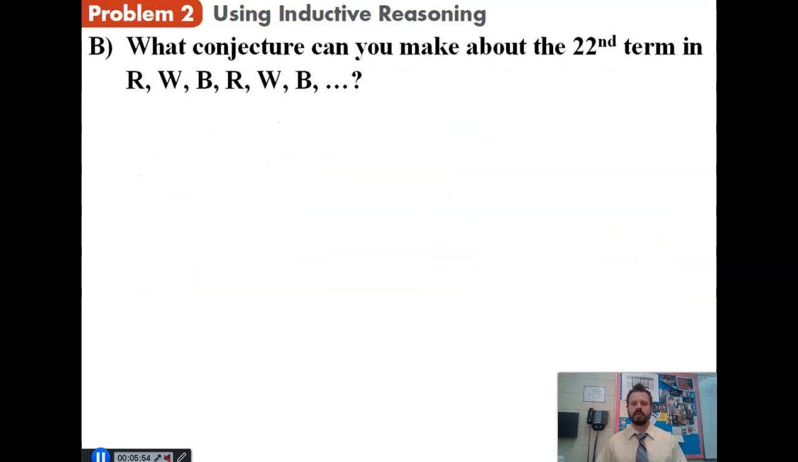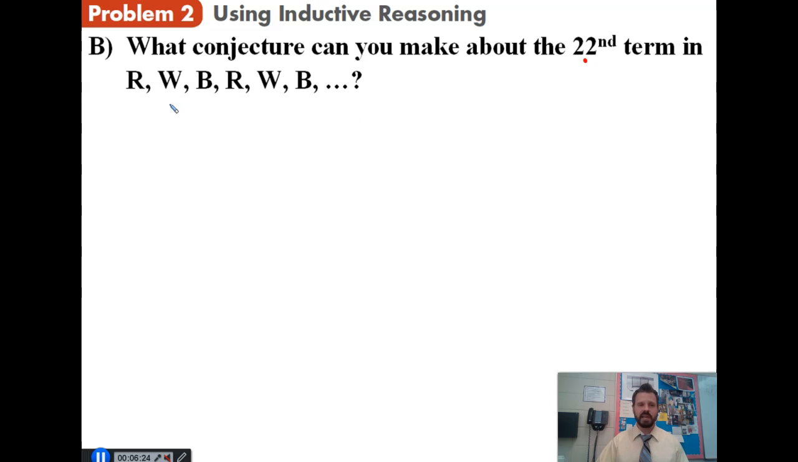We can also make conjectures about repeating patterns, such as this one here, RWB, RWB, dot, dot, dot, meaning that's going to continue, RWB, RWB, RWB. So problem 2 part B says, what conjecture can you make about the 22nd term in this repeating pattern? Now what I could do with a problem like this is just count out 22 terms in my pattern. Now that'll get less practical as my numbers go up here, but we could do it that way.